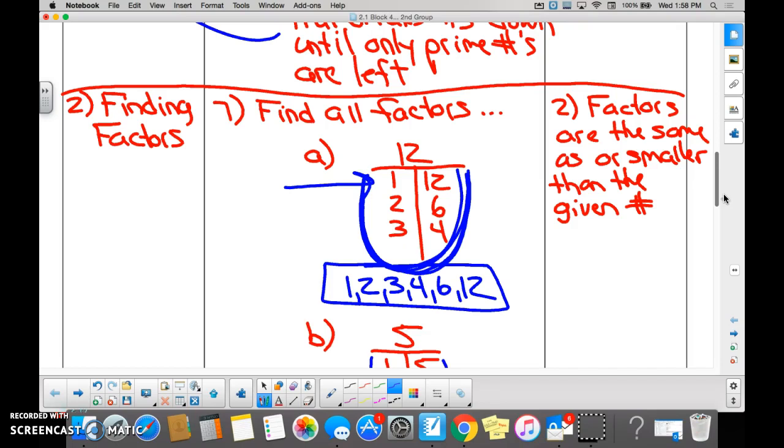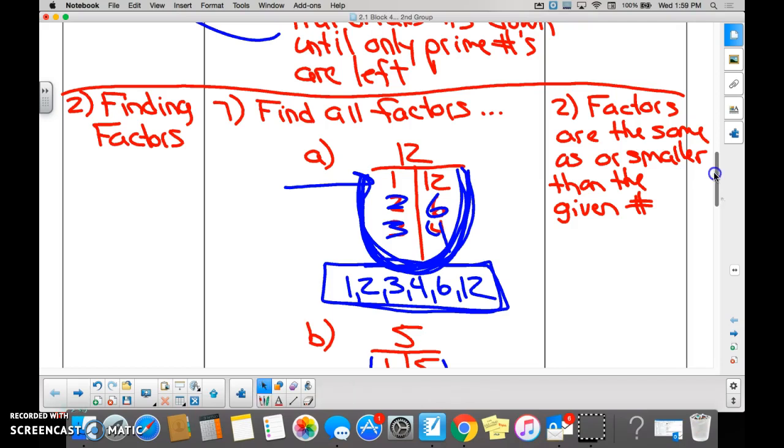Does 2 go into 12? Yes. What's its partner? 6. Okay, we write them. Does 3 go into 12? Yes. What's its partner? 4. Okay, now the next number after 3 is 4. Did we already use 4? Yes. Crisscross, so we're done. That's how we know when we're done, right? When you're done, you're happy. What do you do when you're happy? Smile. And the reason we're smiling is because I want you to list these in numerical order, and if you follow the smile, 1, 2, 3, 4, 6, 12 is numerical order, right?